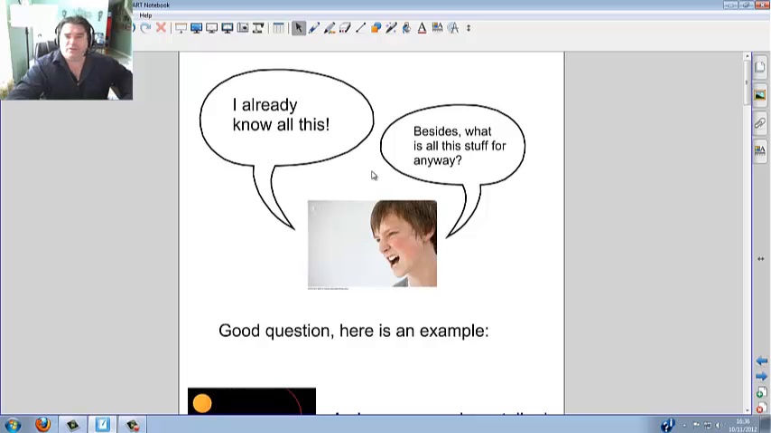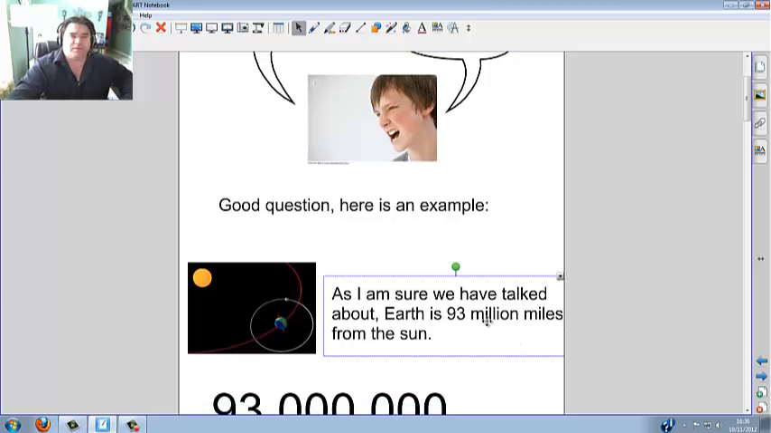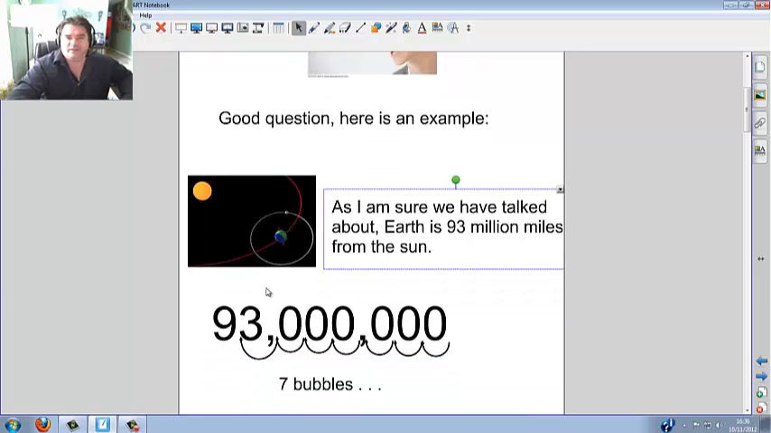Now, you already know all this. Besides, what's this stuff for anyway? Good question. Here's an example. As I'm sure we've talked about a lot of times in class, Earth is 93 million miles away from the Sun.